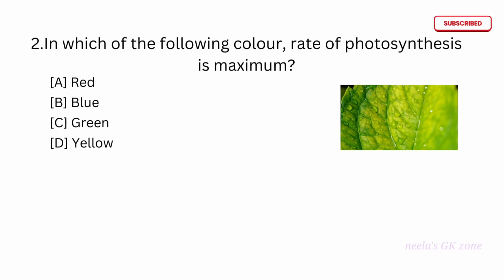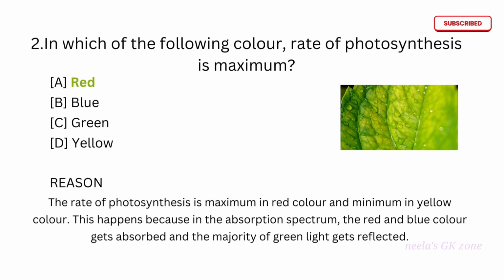In which of the following color is the rate of photosynthesis maximum? Options are red, blue, green, yellow. And the answer is red. The reason is the rate of photosynthesis is maximum in red color, minimum in yellow color. This happens because in the absorption spectrum, the red and blue color gets absorbed and the majority of green light gets reflected.